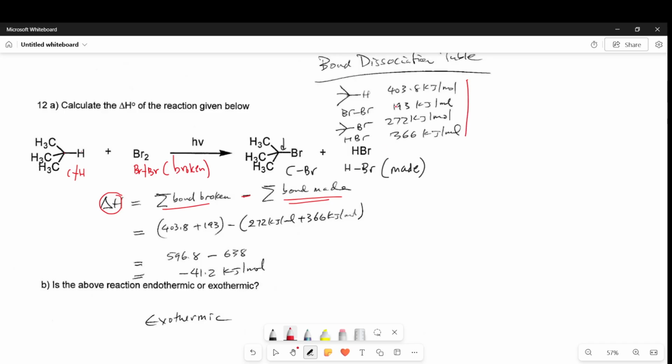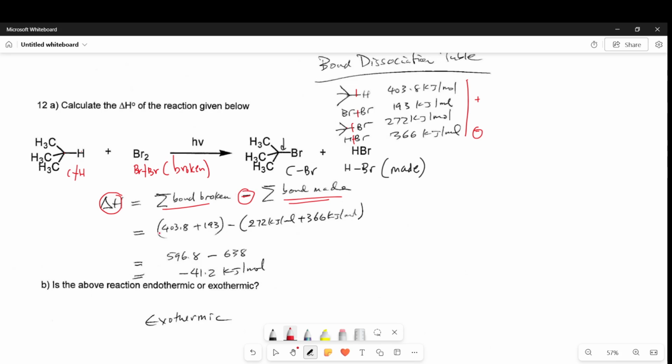This is endothermic, meaning that you have to put energy in order to break, for example, a carbon-hydrogen bond, a bromine-bromine bond, a carbon-bromine bond, and the HBr bond. So these are all bond dissociation. You should know the bond dissociation is positive. The top ones are negative, actually. So that's why we have this sign right here.